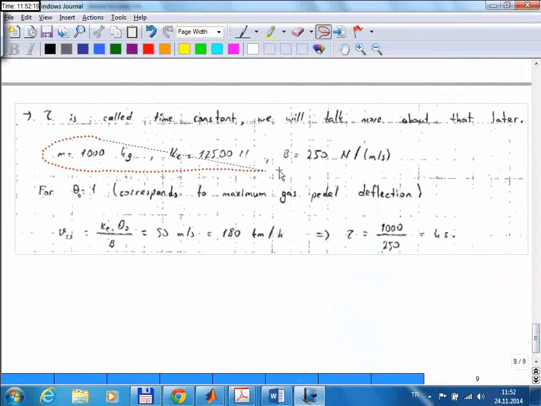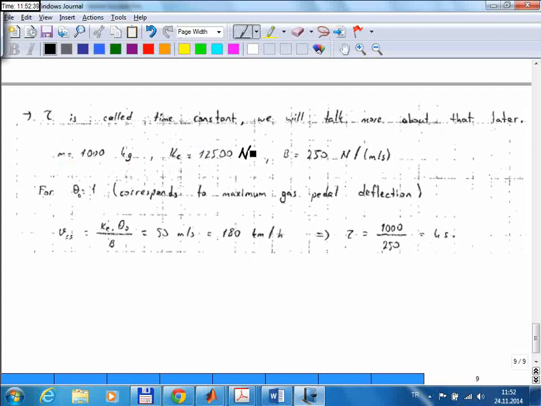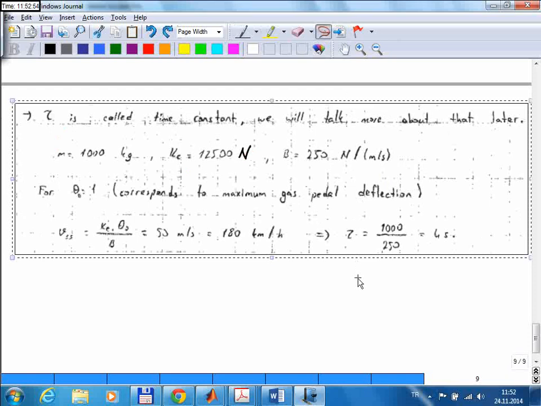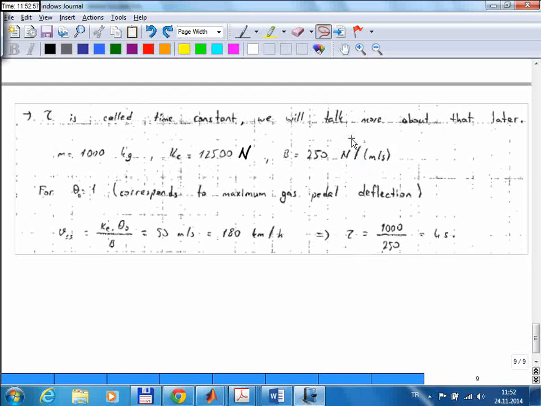So let's assume these numerical values. Let's assume that the mass of the car is 1,000 kilograms. This KE parameter, which is the transfer function of the car, is 12,500. This should be newtons, right? And let the b parameter be 250 newtons per meter per second. The unit for the b parameter has to be force divided by speed, right? So the unit in the SI unit system is newtons per meter per second.